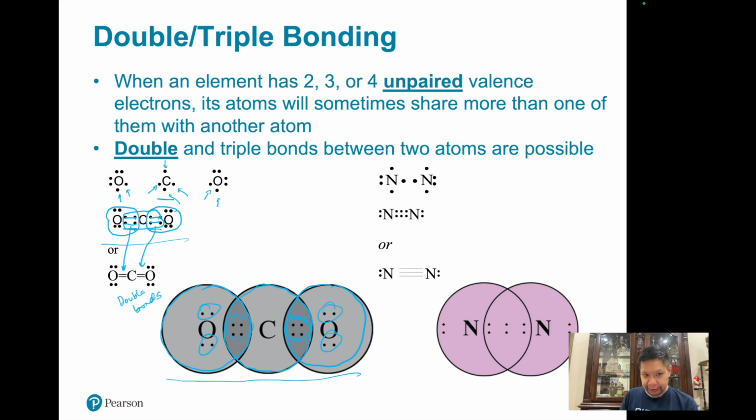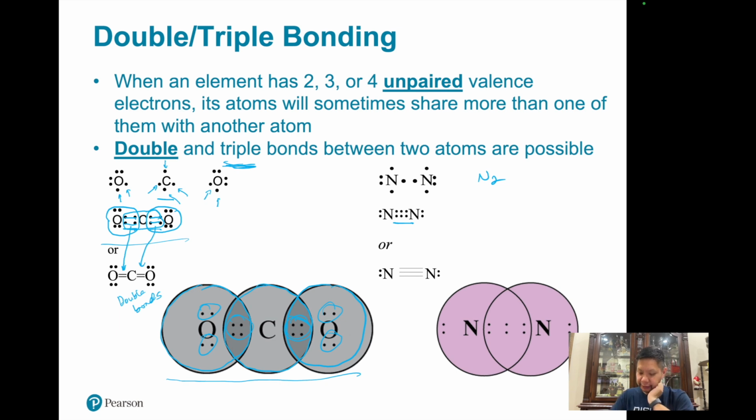So it doesn't stop with just double bonds, right? We can also do triple bonds as well, where atoms can share 3 pairs of electrons. So nitrogen does this, right? Remember that nitrogen is also one of those diatomics, so we call it N2, right? Because its natural form is going to be 2 nitrogen atoms together sharing electrons.